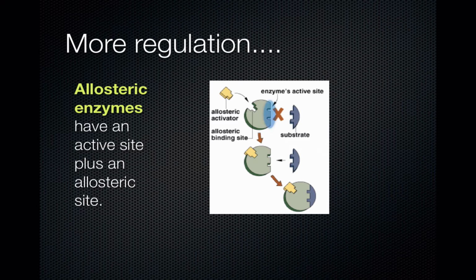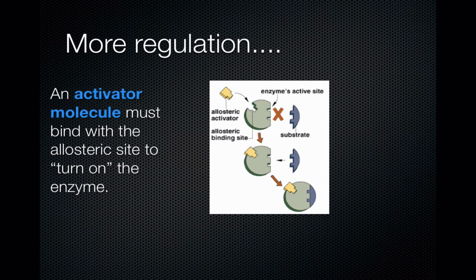And the way it works is there is an active site that a substrate can fit in, but the active site doesn't have the right shape unless another location on the enzyme is filled by an activator molecule. All right, so the activator molecule has to bind with the allosteric site to turn on the enzyme. Okay, so if this little guy is able to get in here, then notice the shape of the active site changes in a way that allows the substrate to fit in.